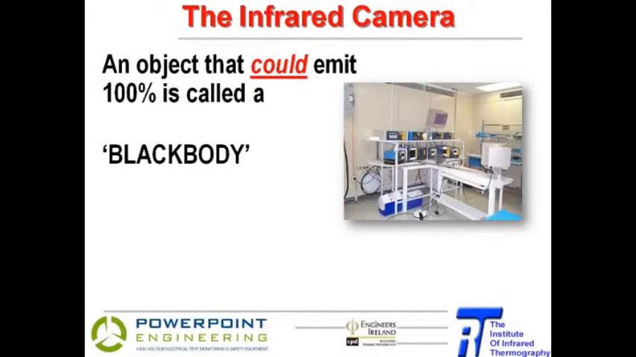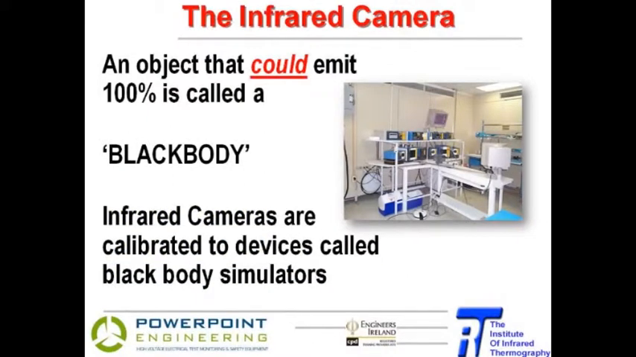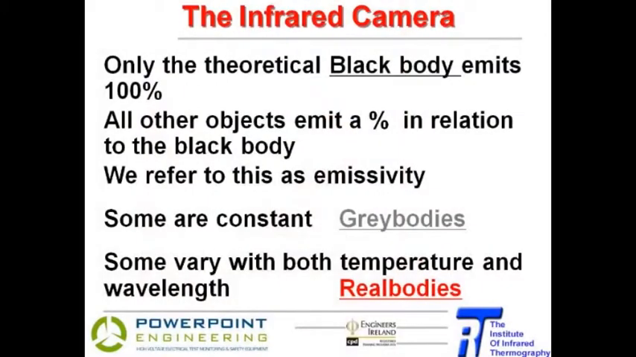So we calibrate our instruments to something that is called a black body. If it could emit 100%, it would be what we call a black body. And somebody called Kirchhoff determined that an object's ability to absorb is the same as the body's ability to emit. So we have a reference, we have something that's 100%, and it's a constant. But only that theoretical black body emits 100%. All other objects are only emitting a percentage. We have grey bodies and we have real bodies.